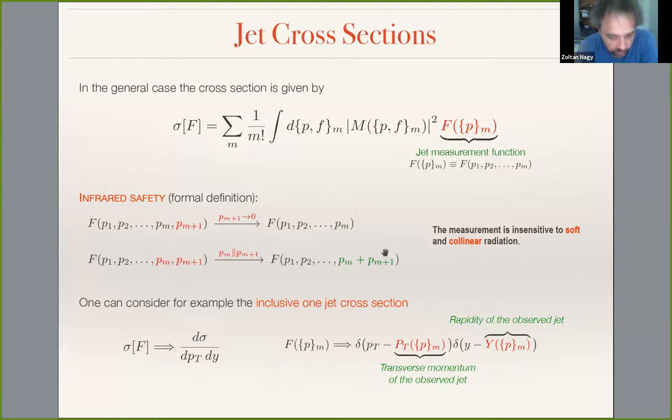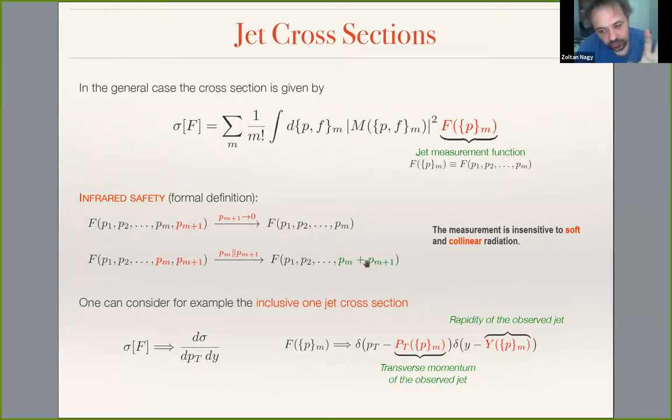And of course, it should be true recursively. So for example, when p_m becomes zero, that should go to the same measurement function but with one less parton, and similarly for the collinear case. So this is the formal definition of infrared safety.